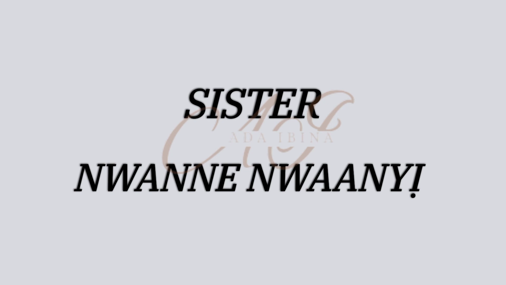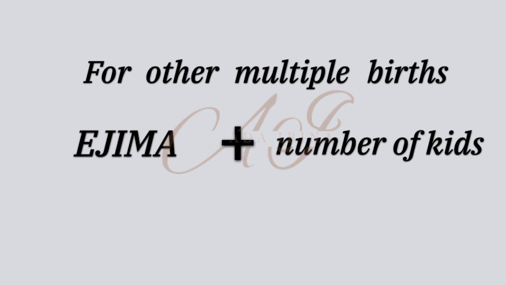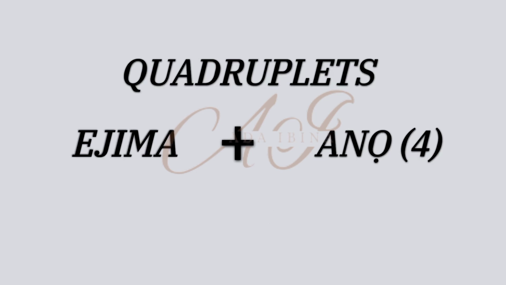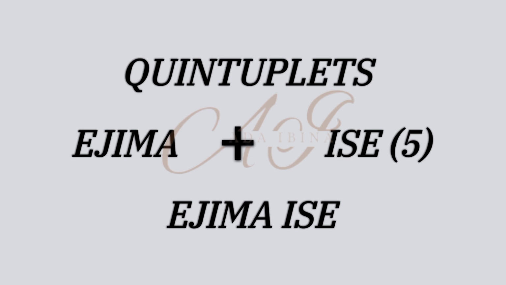All right. Now we have another one, which is twins. How do we say twins in Igbo? We say ejima. Ejima. That's twins in Igbo. When they are triplets, we say ejima ato, showing that instead of the regular two, they are three in number. That's triplets. And so it goes on. Quadruplets, quintuplets, however it is, you just keep adding the number. Ejima ato if there are three, ejima anọ if there are four, and so on.